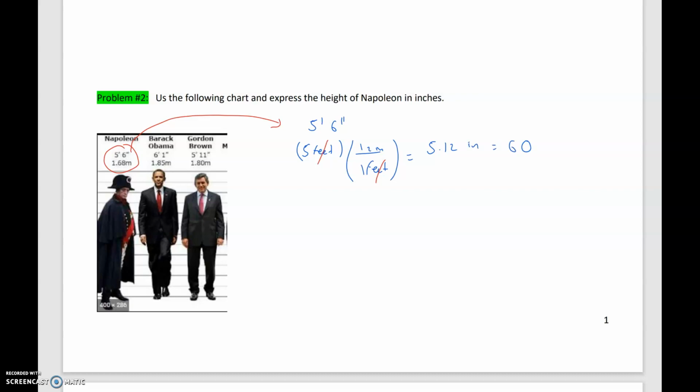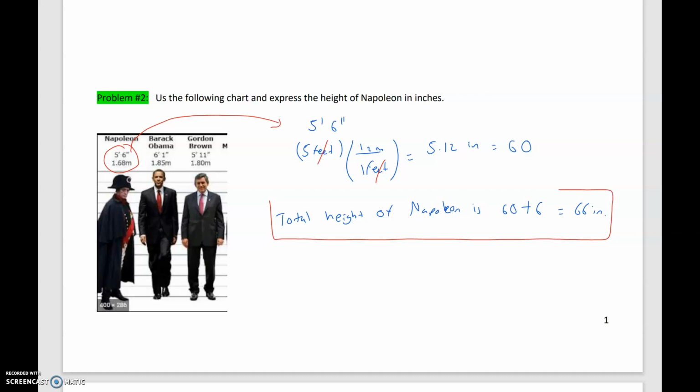So the total height of Napoleon is 60 plus the 6 inches, or 66 inches. That's going to be the total height of the subject based on the problem. They only want Napoleon, so they just gave us more information in case we needed it.